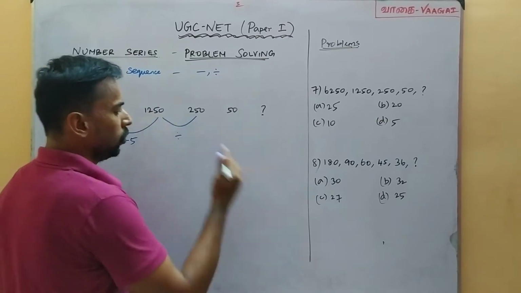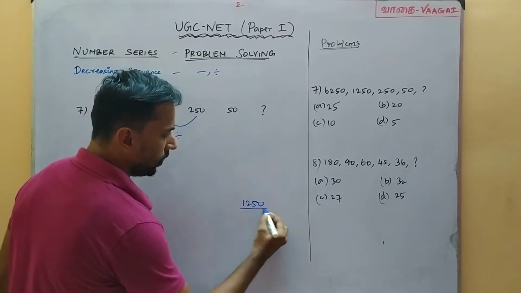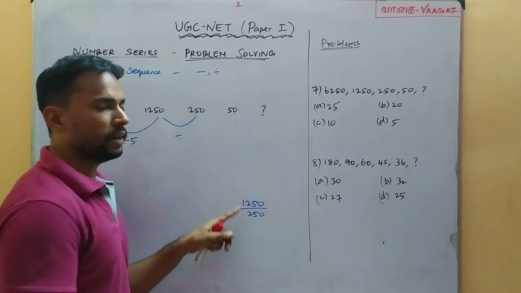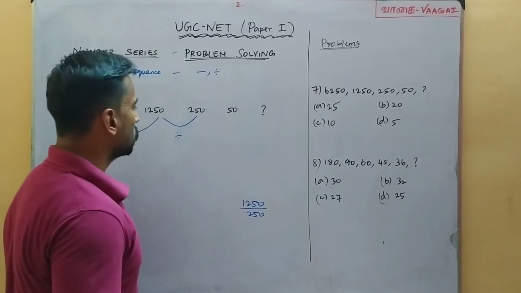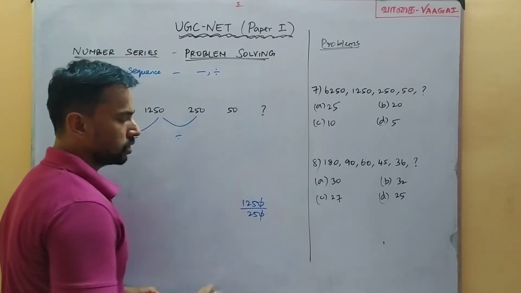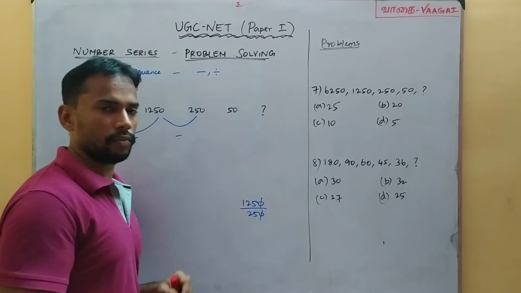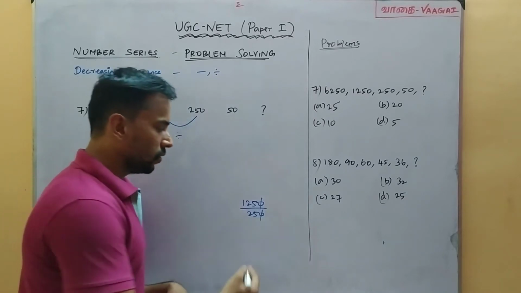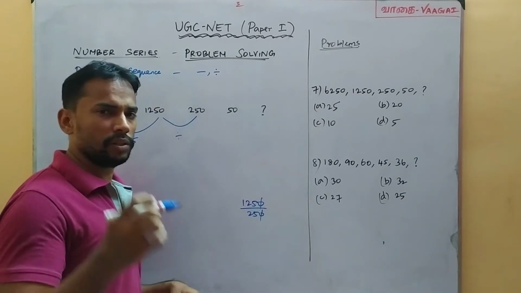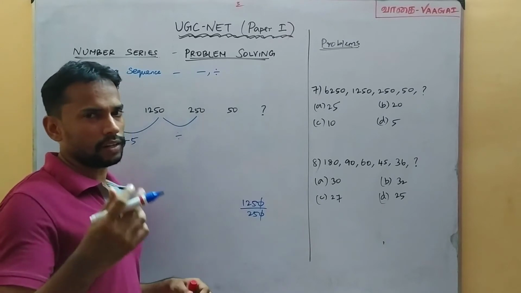Yeah, 1250 I am going to divide now by 250 to get how many times it is divisible. So once again I can cancel the two zeros, so I'm left with 125 by 25. So I will now try with 25 tables. I think 25 tables is easy for us to say in our mind itself.